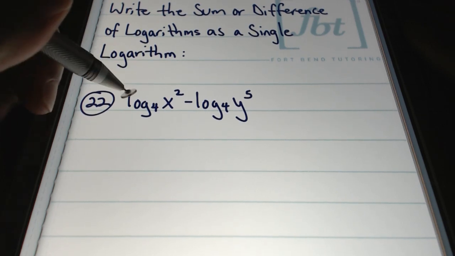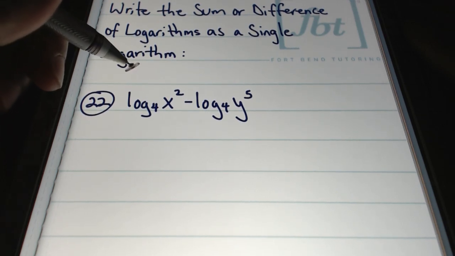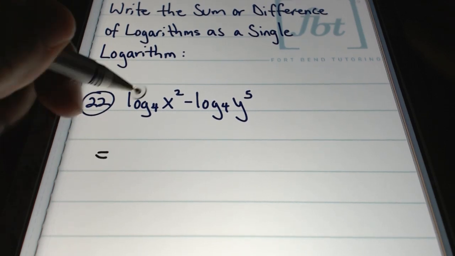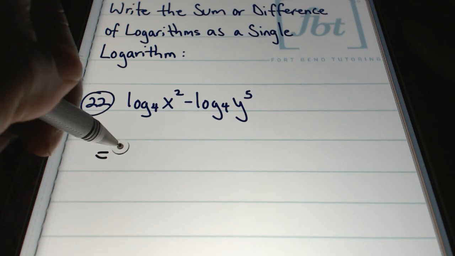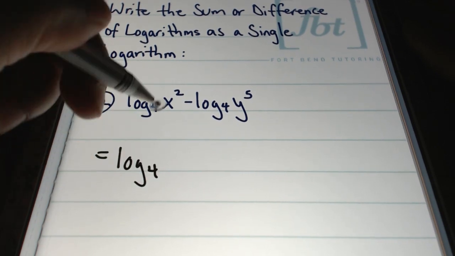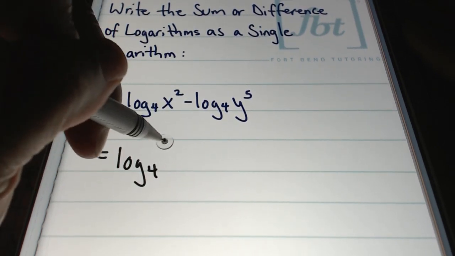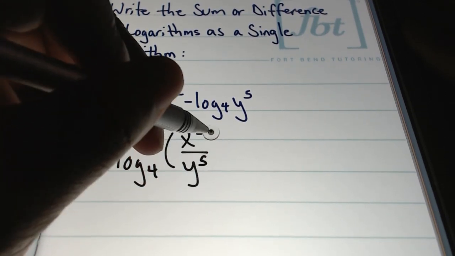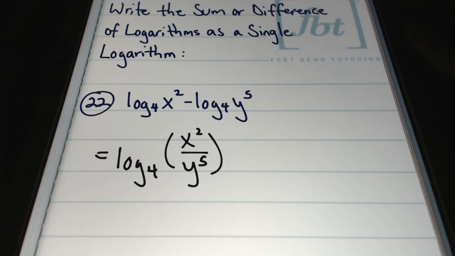So in this one, we have subtraction. Notice that the bases are identical, and the bases must be the same, guys, in order to use your quotient rules or your product rules for logarithms. Those bases of the logarithms must be identical, all right? And in this case, they are, right? So therefore, we could write this as log base 4, and because they're subtracting, we can use that quotient rule as x squared over y to the 5th power. And there we go.